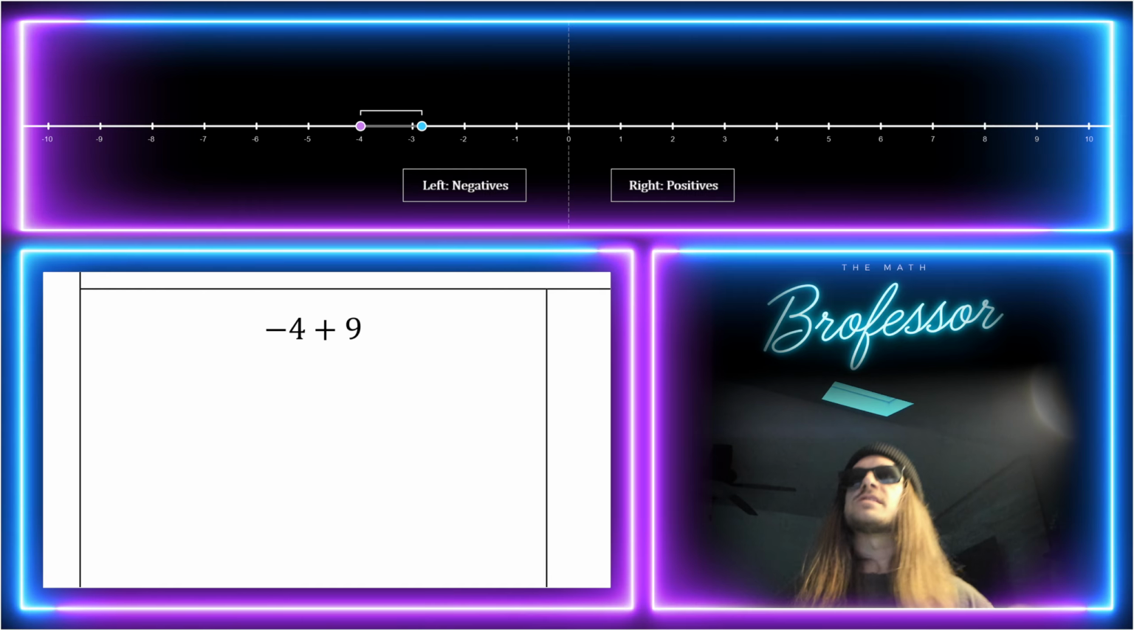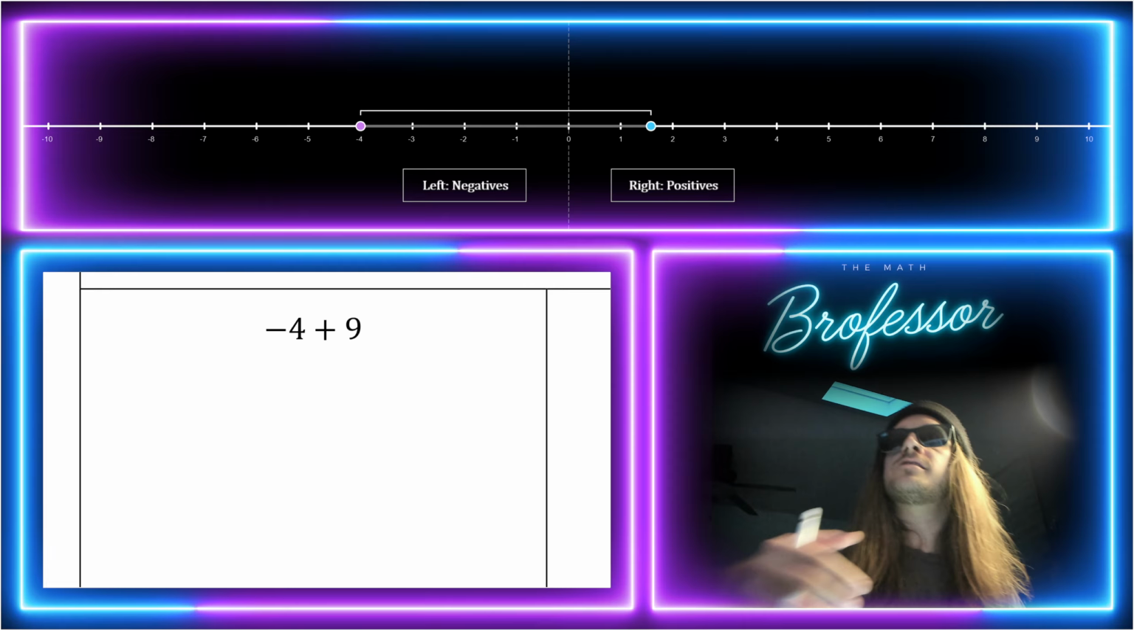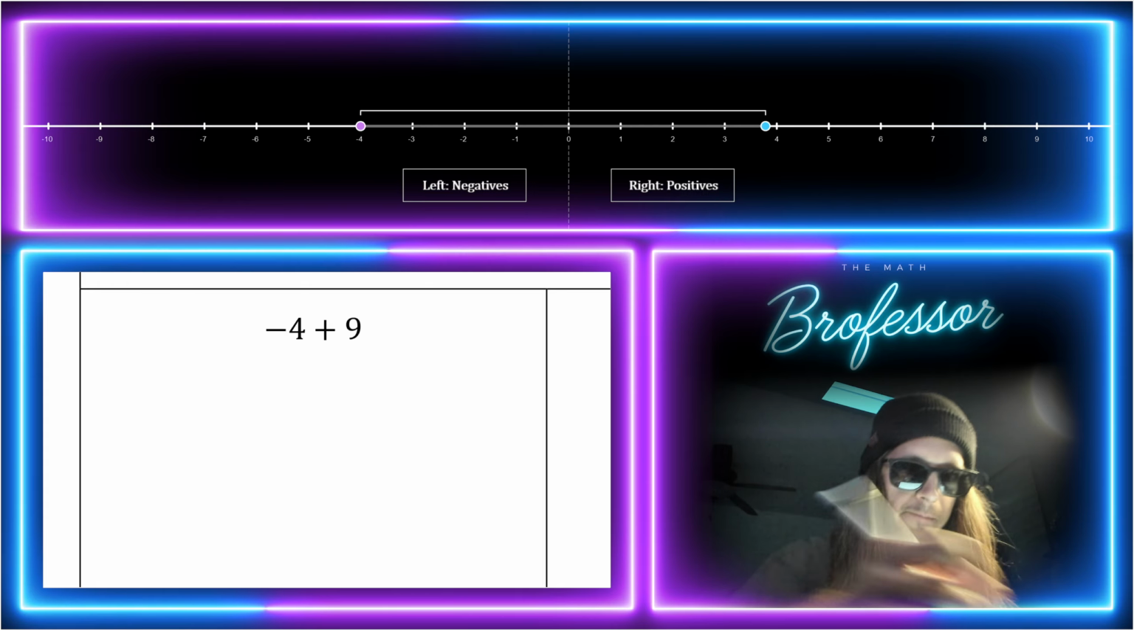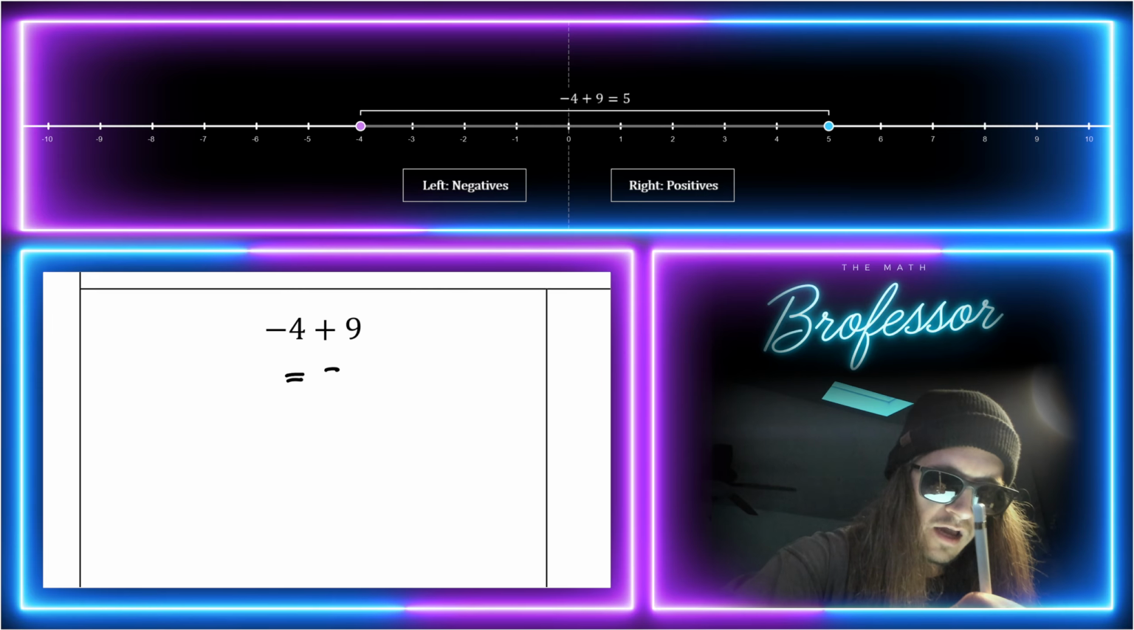Negative 4 plus 9. And so see here, we're going to cross. We're crossing into the positives. Where are we going to end up? We're going to end up at 5. Negative 4 plus 9 is 5.